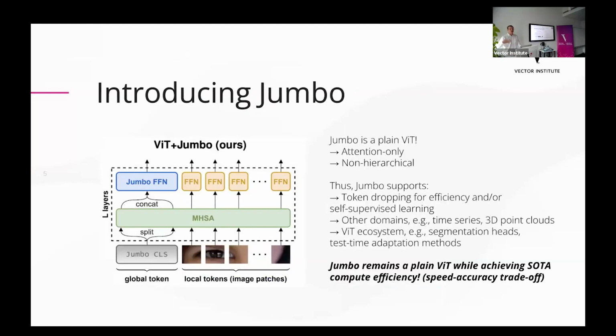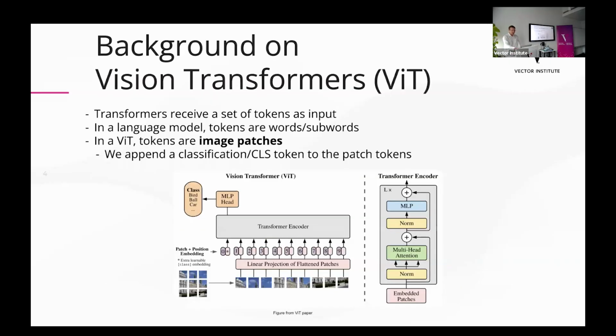Okay, so we introduced Jumbo. Jumbo is very simple, but also highly effective. It's essentially just an extra wide CLS token that affords much more capacity, but is very cheap because it's just a single token. And Jumbo has a much larger single feed-forward network or multi-layer perceptron. This is the second sub-layer in the sub-figure to the right.